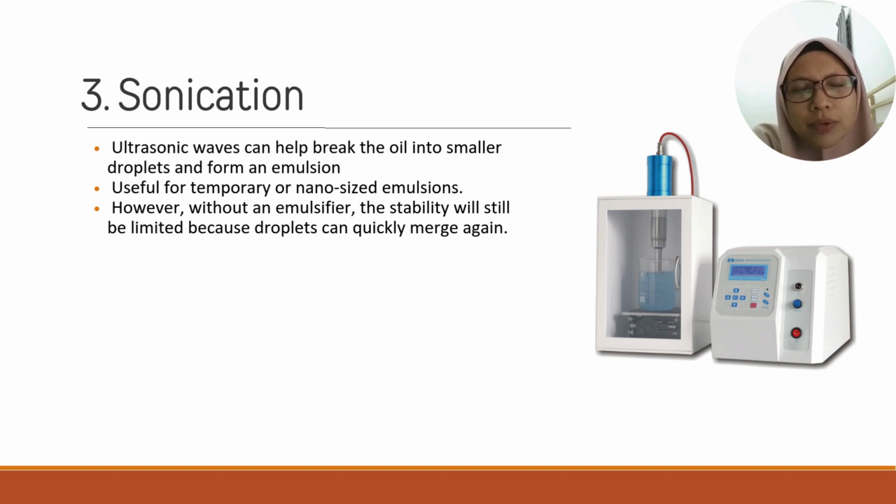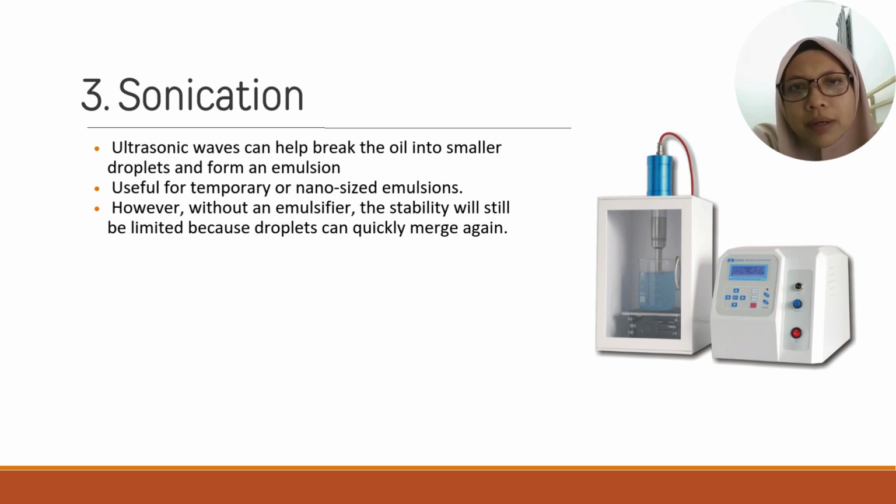Actually, homogenization can also produce a nano size emulsion. When it is nano size, nowadays research focuses much on nano size for emulsions or any other chemical synthesis, because nano size can increase the surface area. If you use it for food ingredients or any other application, nano size is usually much more preferable. It can contact other ingredients or other samples because of the high surface area. So it is useful for temporary or nano size emulsion.